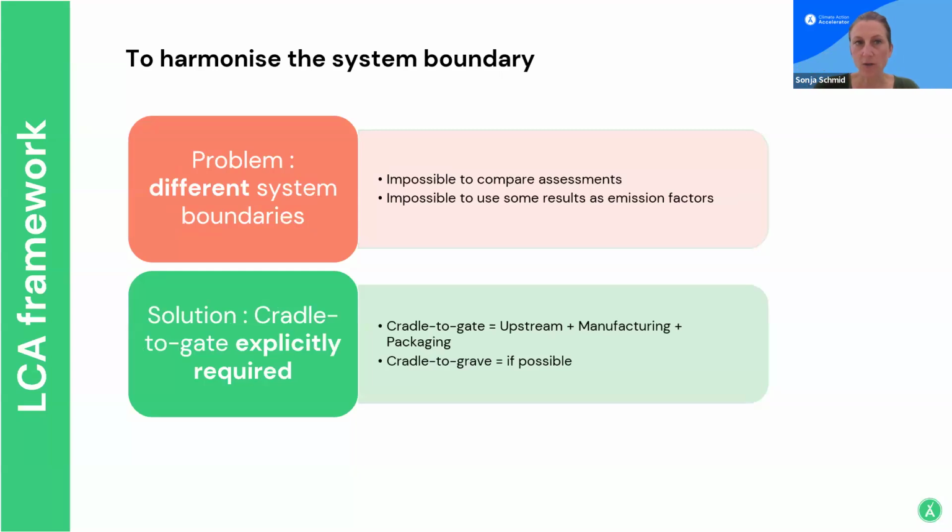Then what is actually harmonized as part of this framework? It's mainly the system boundaries. That means which life cycle phases the LCA actually covers. Mostly it's either cradle to gate, so from the raw materials to the factory gate, or the whole life cycle, from the extraction of the raw materials to the end of life, the point when the product becomes waste.